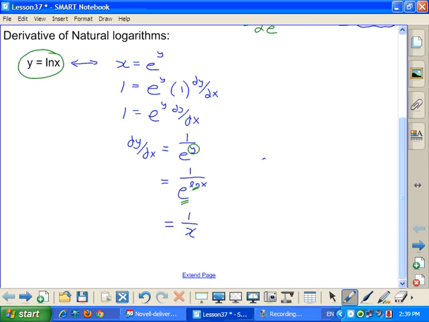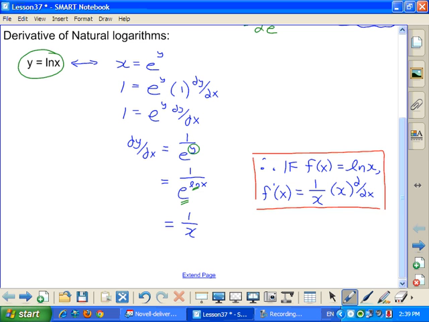Therefore, if f of x is equal to ln x, the derivative f prime of x is equal to 1 over x multiplied by the derivative of what's inside the argument. I'll do a couple of examples so you can see what's involved there. So there is your derivative of a natural log.